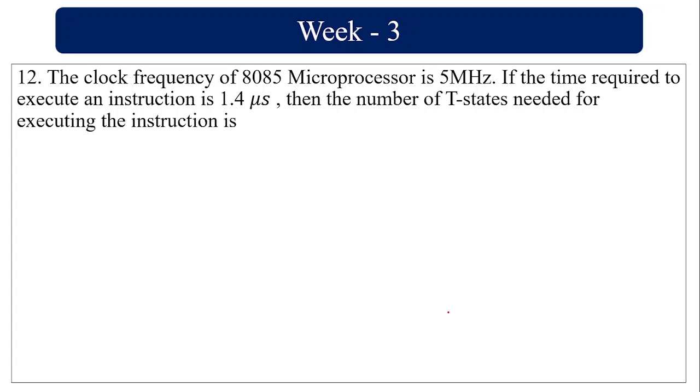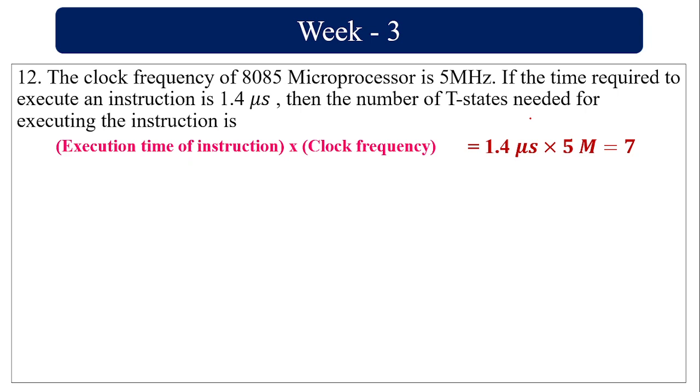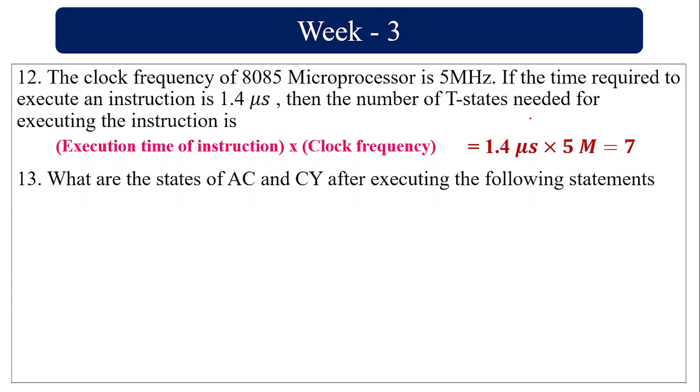So the clock frequency of the 8085 microprocessor is 5 megahertz. If the time required to execute an instruction is 1.4 microseconds, the number of T states needed for the execution is execution time into your clock frequency, which is going to be 7. So 7 T states.